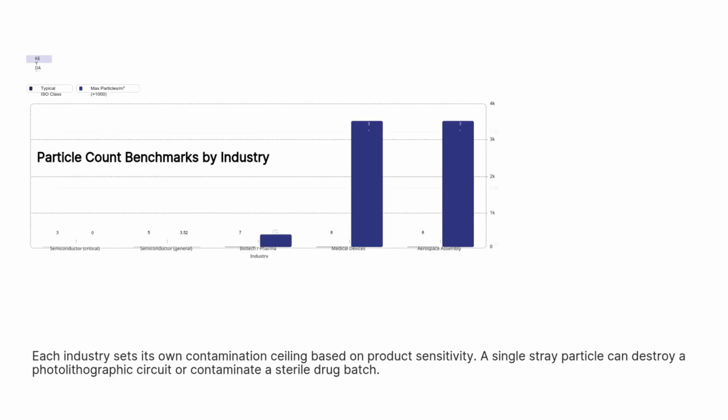Each industry establishes specific particle count benchmarks to protect product integrity. For instance, International Organization for Standardization Class 3 allows a maximum of 0.5 particles per cubic meter, while Class 8 permits up to 3,520 particles. These limits are crucial, as even one stray particle can ruin a photolithographic circuit or contaminate a sterile drug batch.